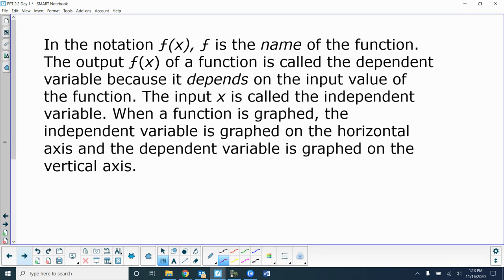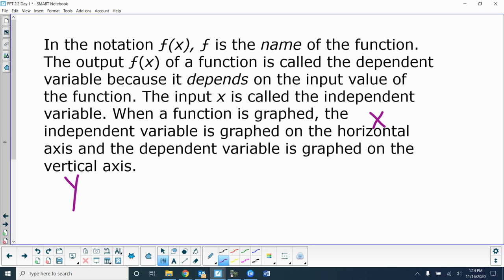In the notation f of x, f is the name of the function. The output, f of x, of a function is called the dependent variable because it depends on the input value of the function. The input x is called the independent variable. We can put whatever we want in place of the x. When a function is graphed, the independent variable is graphed on the horizontal, which is our x-axis, and the dependent variable is graphed on the vertical, or the y-axis, right?